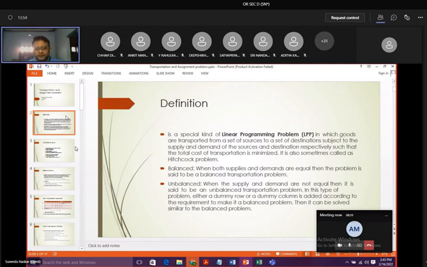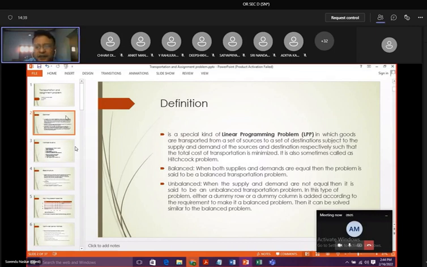Okay. So essentially what we are saying is that the definition is that goods are transported from a set of sources to a set of destinations subject to the supply and demand of the source and the destination respectively, such that the total cost of transportation is minimized. So the objective function of the transportation problem is cost minimization. Okay, what is that cost? Cost is the cost of unit shipment times the total amount that has been shipped through this path. Now, it is also sometimes called the Hitchcock problem. We will work out some of the problems, and we will work them both using the algorithm and other approaches.